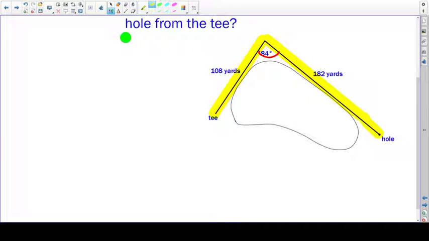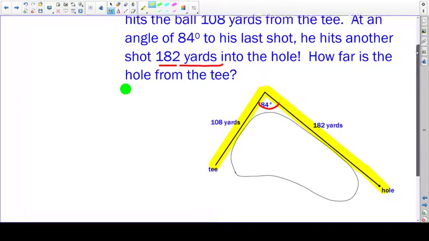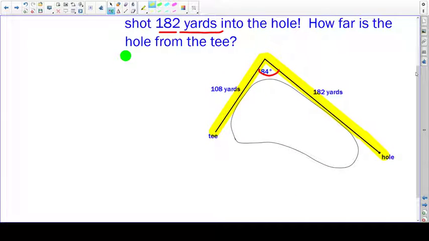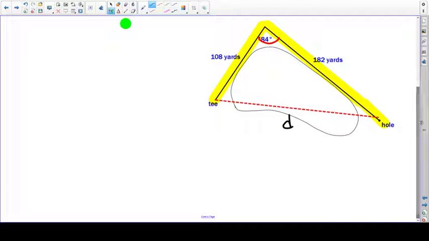So this right here represents 182 yards. The question asks us, how far is the hole from the tee? In other words, what we're trying to find is the distance from here to here as the crow flies. What do the two black lines and the red dotted line form? A triangle. So we're looking for this distance right here. So we can use cosine law to do that.